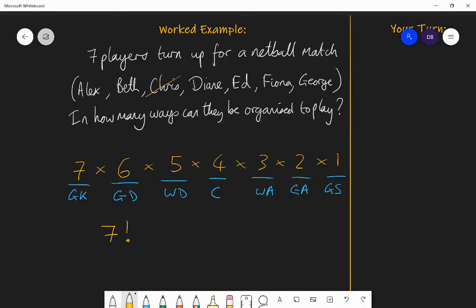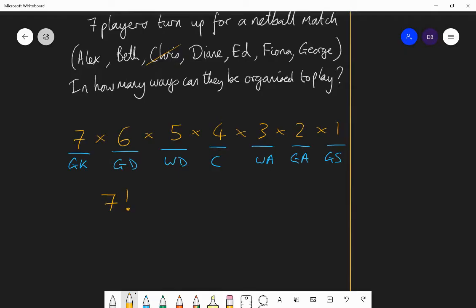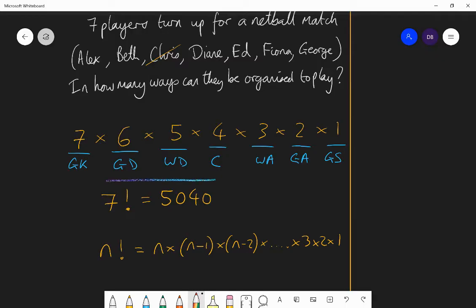Factorial, so if I had n factorial, it means n multiplied by the number 1 less than n multiplied by the number 1 less than that, and you keep on multiplying all the way down to multiplying by 1. So it's multiplying the number you have by all the successive integers below it down to 1. So 7 factorial will be 7 times 6 times 5 times 4 times 3 times 2 times 1. And that's 5,040. So there are 5,040 different possible teams I can put out just having 7 players in a netball squad.